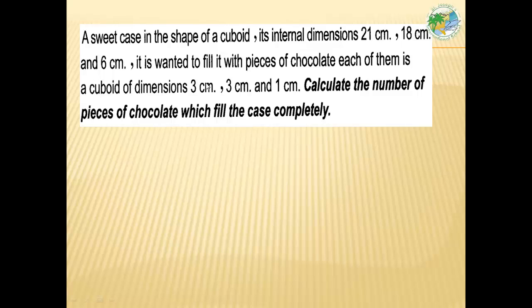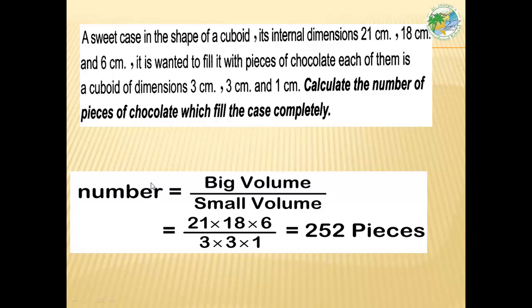Then we should calculate two volumes: the volume of the box and the volume of the chocolate. Now if any question asks you to calculate the number of pieces of chocolate, remember this rule with me. The number of anything, number of chocolate, number of sweets, whatever, equals the big volume over the small volume. The big volume is the cuboid with dimensions 21 times 18 times 6. The small volume is 3 times 3 times 1. Equals 252 pieces. Another question.